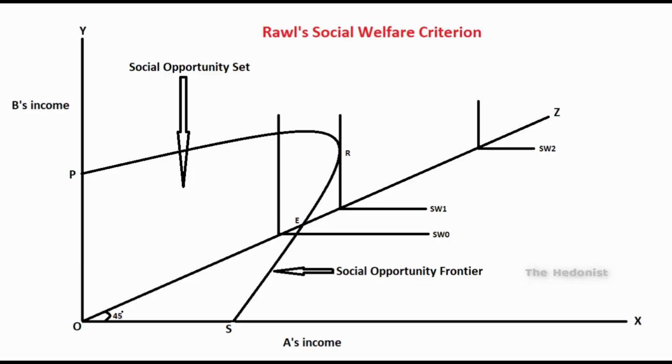So here in the diagram, the inequality point R is better than the equality point E, as R lies on a higher social indifference curve W1. As you know the properties of indifference curves, higher indifference curves will always give a higher level of satisfaction. So, as per Rawls' theory of justice, inequality in income is better than equality in income if it brings some benefits to the least advantaged persons in the society.